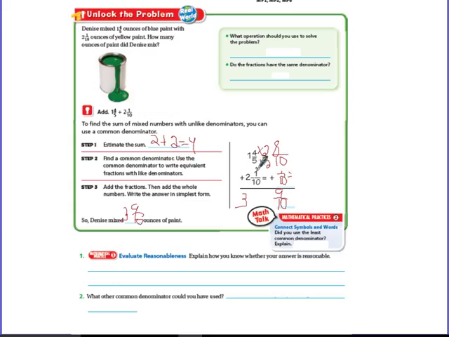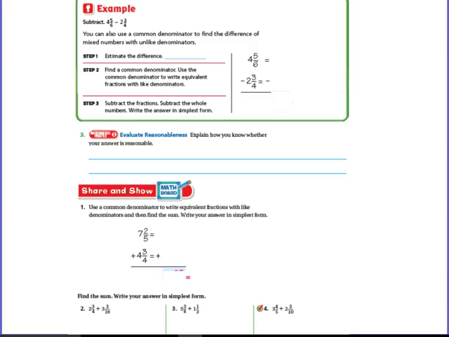What other common denominator could I have used? Well, I could have used 50. I could have done 5 times 10. Alright, let's do one with subtraction and see if it's any different.